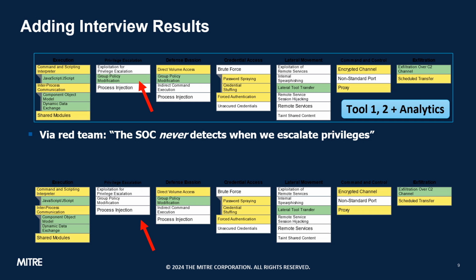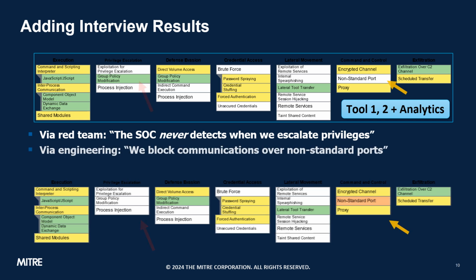And lastly, another interesting one from the detection team, we struggle with all types of inter-process communication. This one's particularly interesting because of that modifier, all types of inter-process communication.